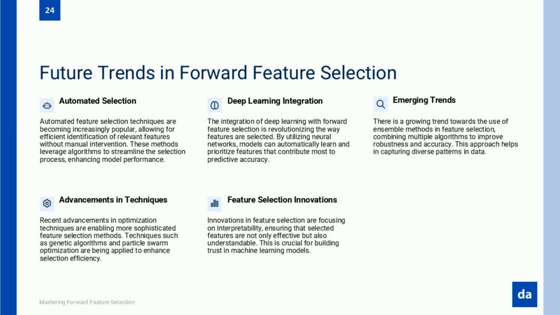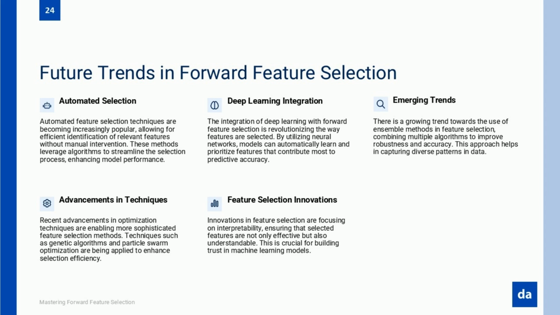One of the biggest trends, automated feature selection. Right now, forward feature selection still requires some manual tweaking, deciding how many features to keep, fine-tuning hyperparameters, and evaluating model performance at each step. But with advances in AutoML, automated machine learning, feature selection is becoming more hands-off. AI-driven selection methods are emerging using reinforcement learning and deep learning to dynamically find the best features without human intervention.